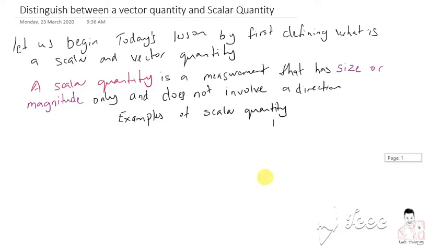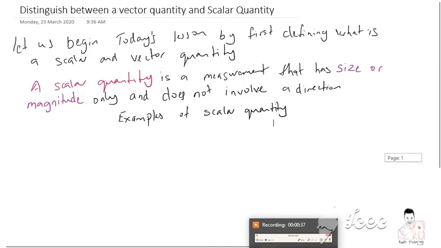Now, today we want to talk about scalar and vector quantities. Seeing that we're starting our introduction to physics, we want to kickstart it by discussing the different types of quantities that exist within physics as a whole. Now we have two categories of quantities. These categories are as follows: scalar quantity and vector quantity.